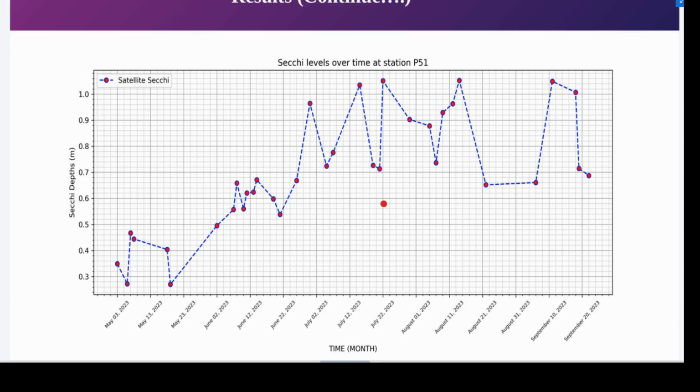This figure shows the Secchi level over time at station P51, and this also tells us that even if we do not have access to collect in-situ data, we can still measure the Secchi depth using the developed algorithm, and we can analyze the Secchi depth across the region. As in-situ Secchi depth data is collected very infrequently, using the satellite data, which has higher temporal resolution, we can monitor water quality frequently.